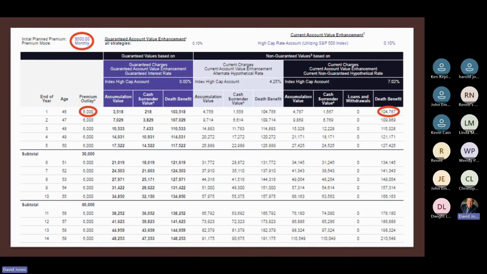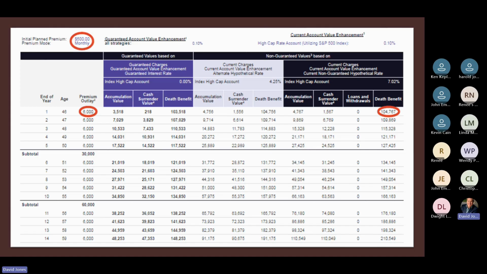Boom. This one, similar setup. It's $500 a month. That's $6,000 a year. It's the same 45-year-old guy. And so after 1 year, what we did here different though is we started at 100,000. So it's a $100,000 death benefit instead of 4, but already after a year, you can see it's at 104 and some change. So it's gone up already because we've got the increasing death benefit on this approach.